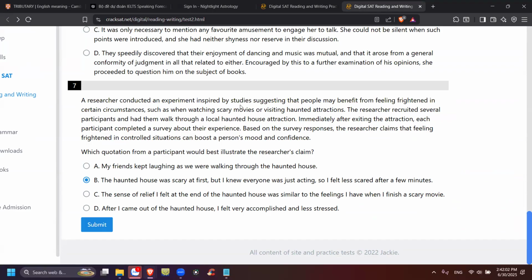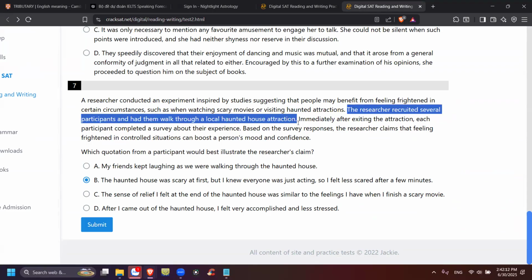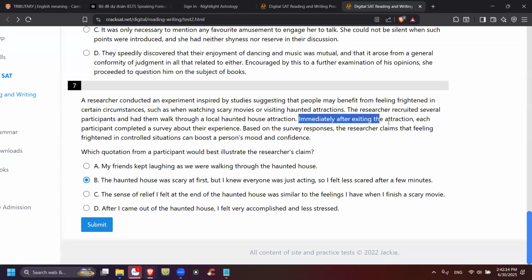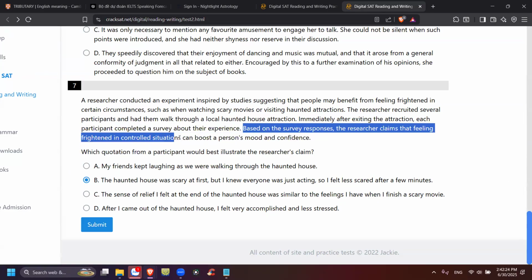The researcher conducted an experiment inspired by studies suggesting that people may get frightened in certain circumstances, like watching scary movies or visiting haunted attractions. Participants visited a local haunted house attraction. Immediately after exiting the attraction, each participant completed a survey about their experience. Based on the survey responses, the researcher claimed that feeling frightened in a controlled situation can boost a person's mood and confidence. Which quotation from a participant would best illustrate the researcher's claim?